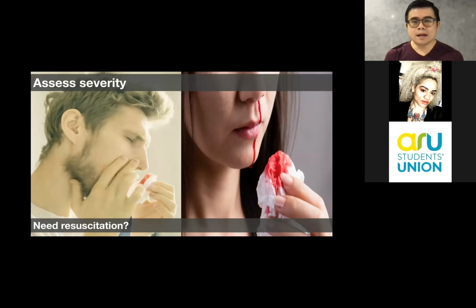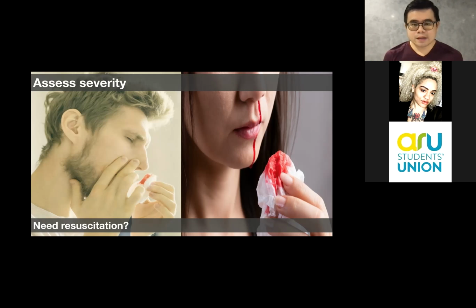And the next thing to do is to assess the severity of epistaxis when you first see the patient. So you want to see whether it is just some spots of blood on tissue, or is it a slow ooze, or is it a trickling down, or is it gushing out? If there's massive blood just gushing out from the patient's nose, then the patient needs to be resuscitated first because of the massive blood loss. And also because this can potentially be an airway problem where patients start to aspirate on the blood.